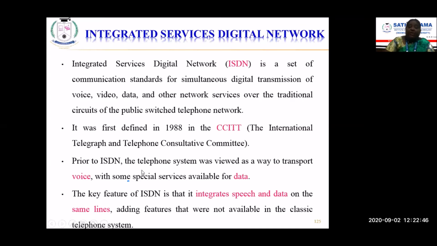Prior to ISDN, telephone systems were used only for transmitting voice, and some special services were added, like sending data. ISDN integrates speech as well as data in the same line, adding features that are not available in the classic telephone system. In the conventional telephone system, we cannot transmit data, and in the same line we cannot add data, video, and other image information. That is feasible in the case of ISDN.